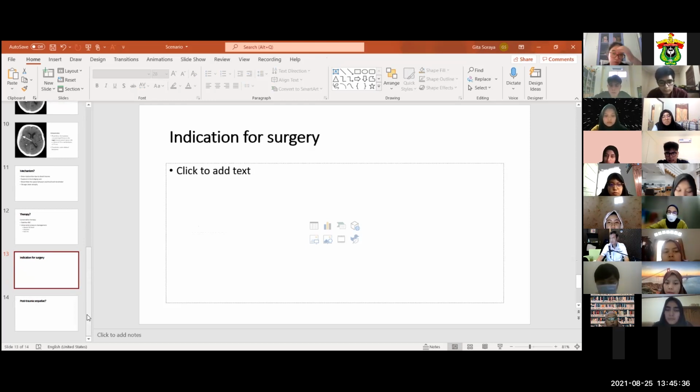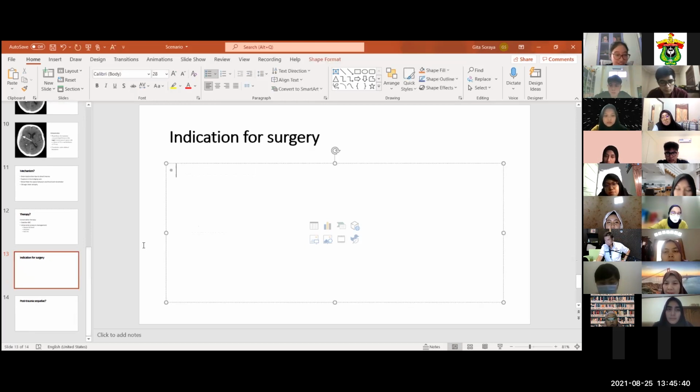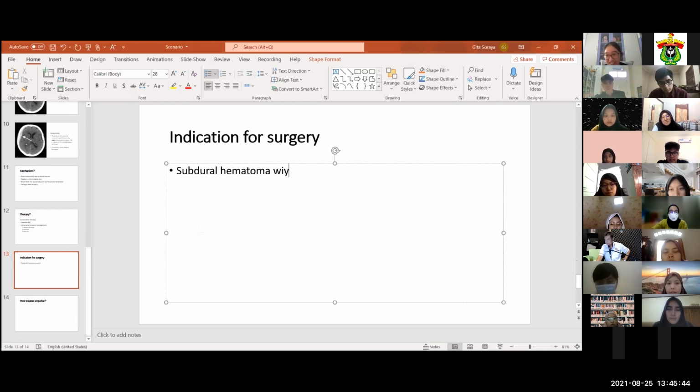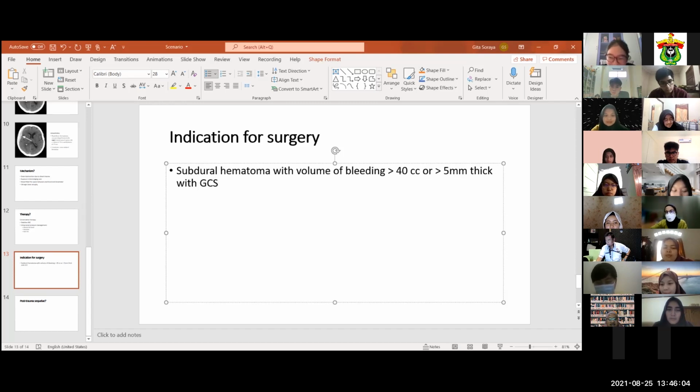Maybe Vena can. Maybe if the volume of the subdural hematoma is more than 40 milliliters, or a thickness of more than 5 millimeters, with GCS more than 6. Maybe Janice can continue. Pass the ball to Janice.